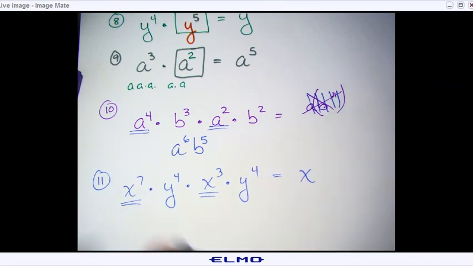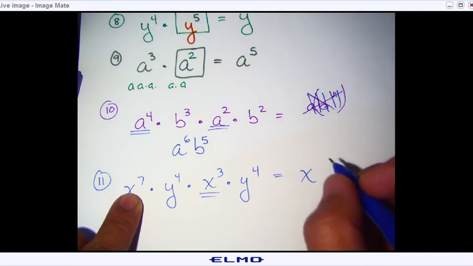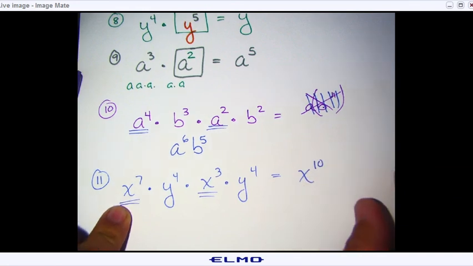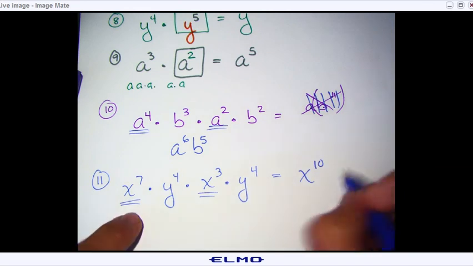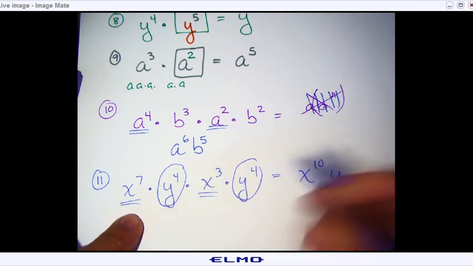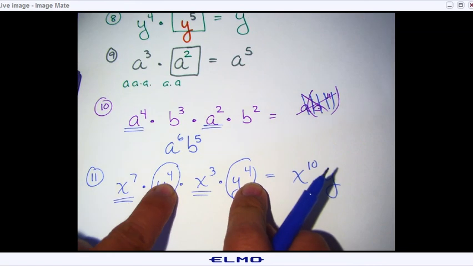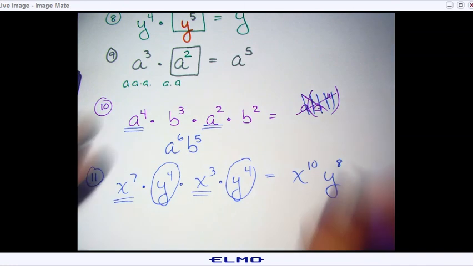So x to what power? Since there's 7 and there's 3. 21 or 10? 10, right? Yes, you are correct. Good. And then y to the what, Elijah? Elijah, y to the what power? And then don't forget the other 4. So altogether, how many? Very good. So y to the power of 8. There you go. There's your answer.